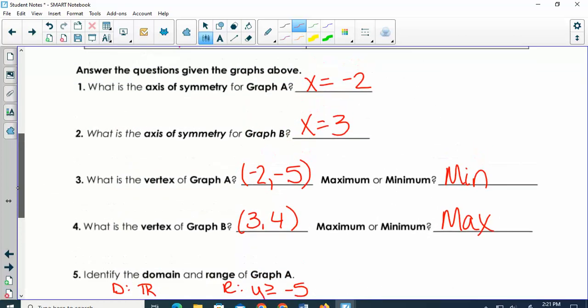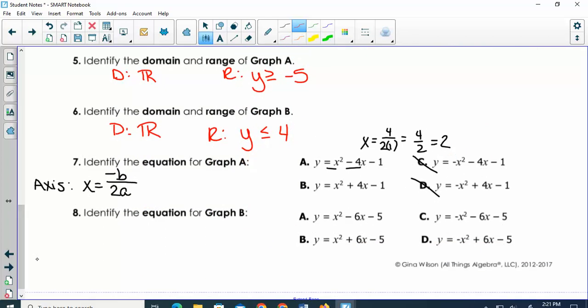Very first question we said it was x equals negative 2. Let's check for b. The opposite of b, so the opposite of 4 is negative 4 over 2 times a, which is 1. And we get negative 2, and that was correct. So b is the correct equation for that graph.